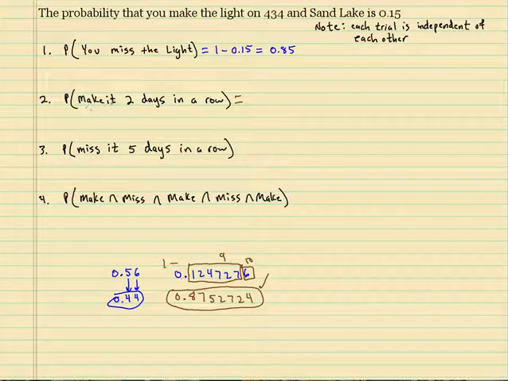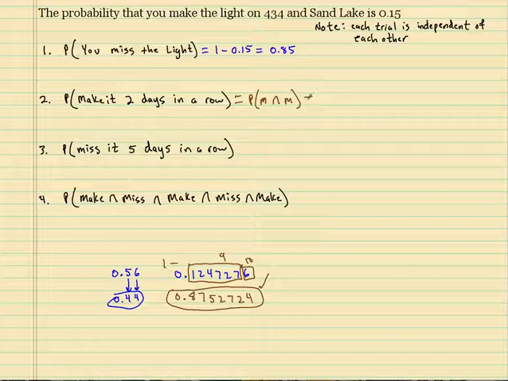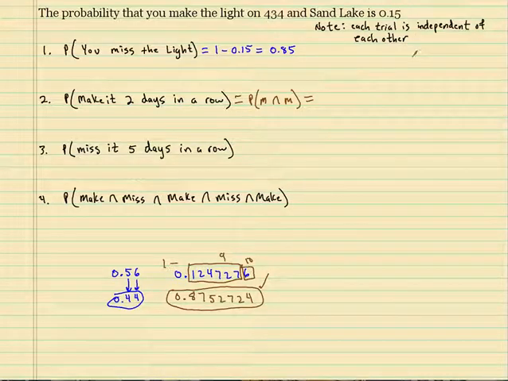Okay, what's the probability you make it 2 days in a row? And now look, 2 days in a row would be the probability of a make and a make. Okay, you make it and you make it. So each trial is independent of each other, meaning that you making it the first day isn't going to affect you missing it the second day, or missing it the first day doesn't increase the likelihood that you're going to make it the second day. So that's what independent means. Since we know they're independent, we can multiply.